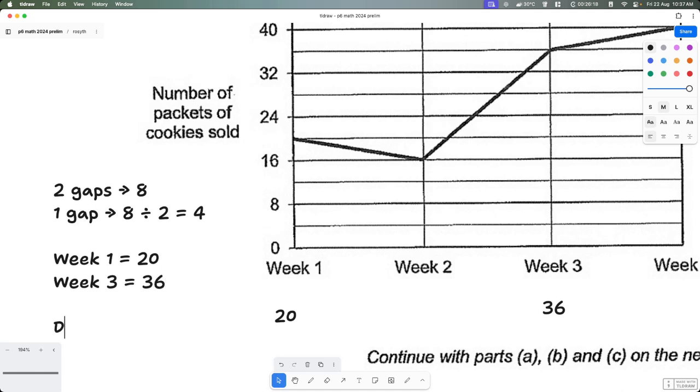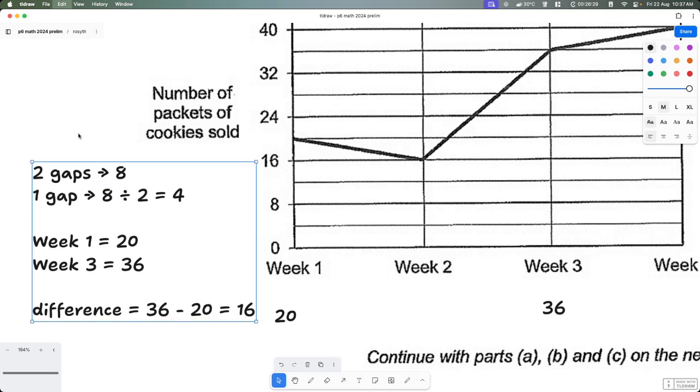So the difference is equal to 36 minus 20, and this will give us 16. There you go. Right, so that's the answer for part B. Okay, let's move on to part C.